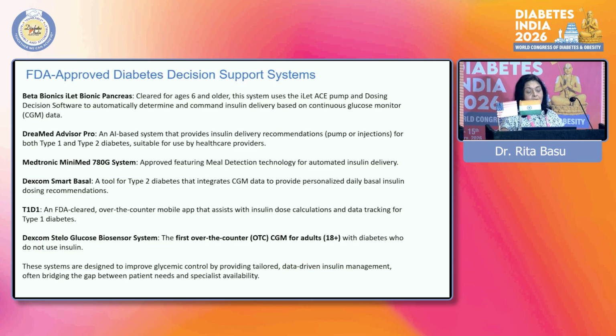The Beta Bionics iLet Bionic Pancreas, the DreMed Advisor Pro, the Medtronic MiniMed 780G, Dexcom Smart Bolus, T1D1, and the Dexcom Stelo Glucose Biosensor. These are all available. And the last one, the Stelo Glucose Biosensor, is over the counter. So people can go to any store and buy it. You don't need a prescription from a doctor. Many patients are using these nowadays. Our patients tell us they use them to monitor their blood glucose, as our earlier speakers mentioned, to see the impact of nutrition, etc.